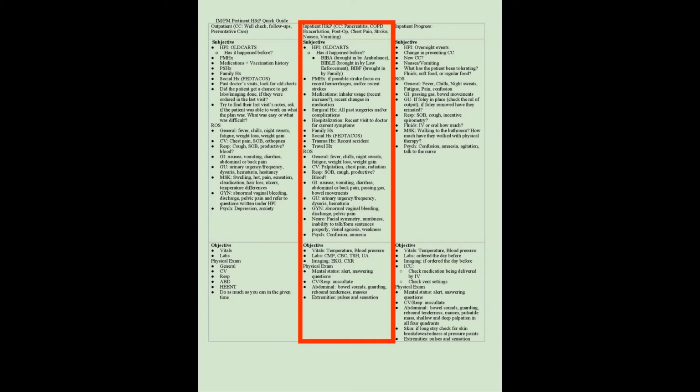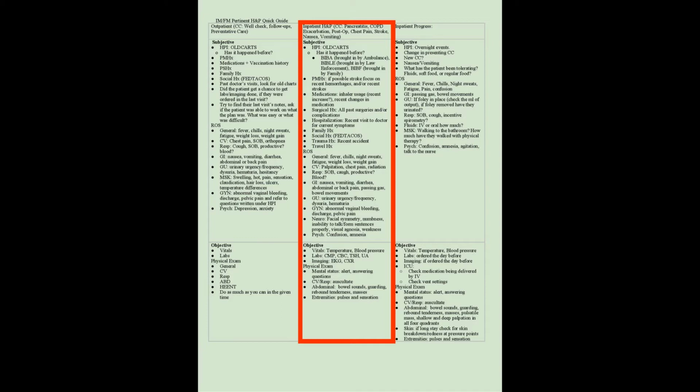Look at their facial symmetry, numbness, inability to talk or form sentences, visual agnosia, or weakness. Psych, you want to look for any confusion or amnesia. If it's an older patient, definitely a lot of them do just come in for confusion. Nobody knows why. But ideally, you have to go through this review of systems to see if there's a possibility of why the neuropsych symptoms are happening. It might be more of a medical cause.